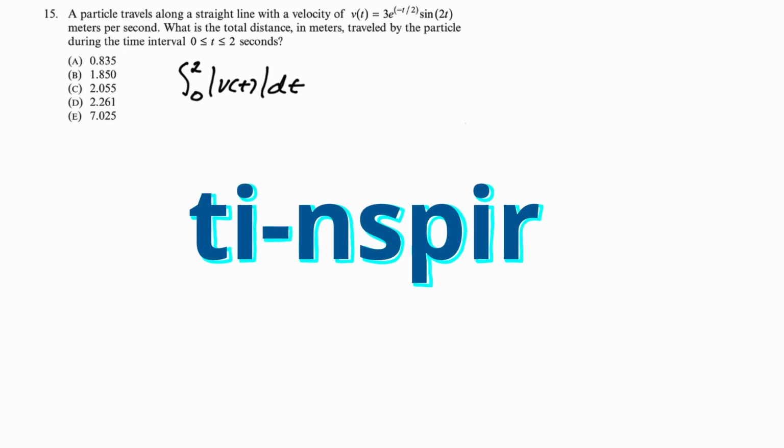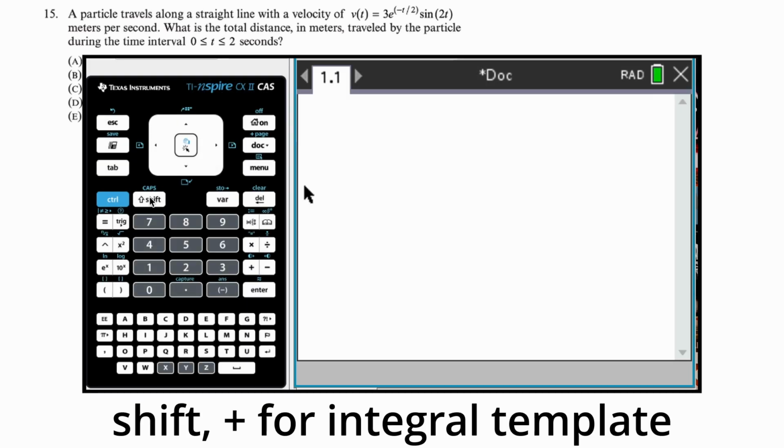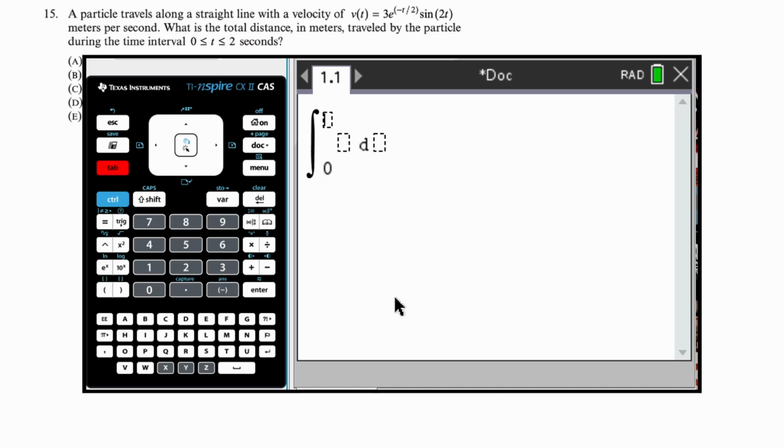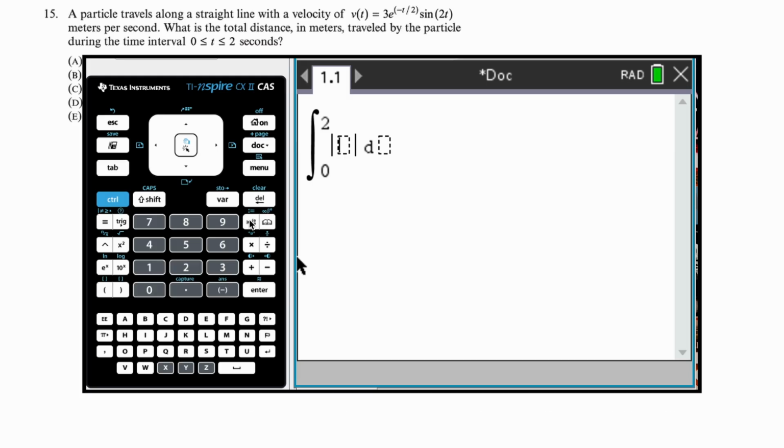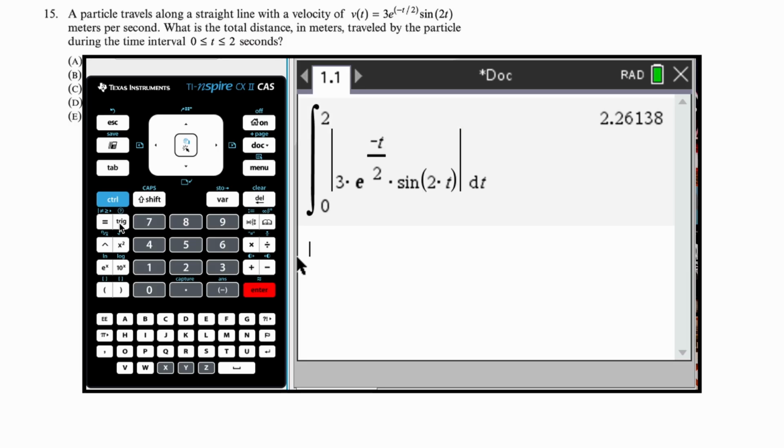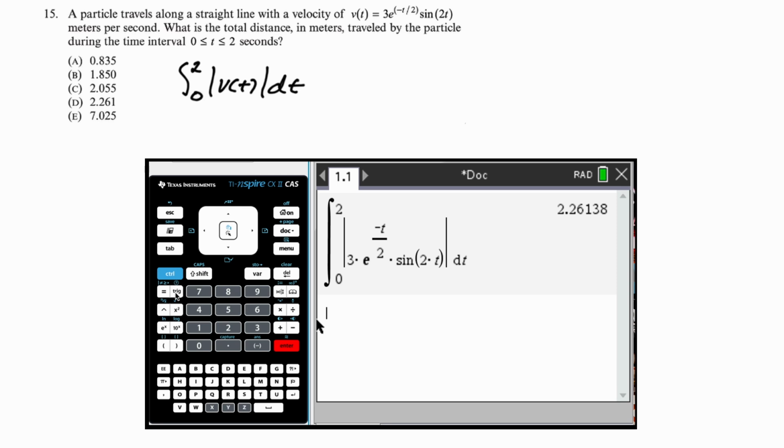I'm going to switch over to the calculator. I'm going to let the calculator do all the work. I will come back and I will just box the answer. And so from that, we could see that the answer is 2.261, or D.